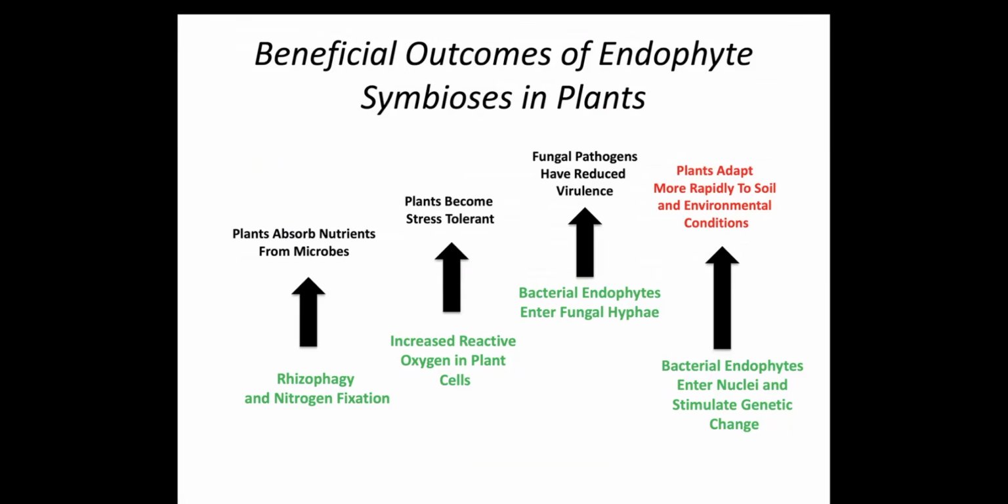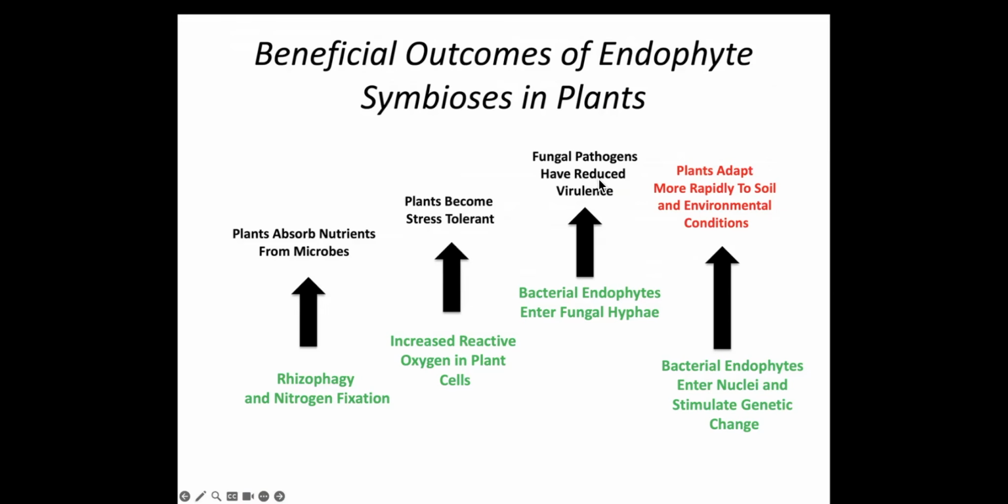So why do plants need endophytes, right? They need them for nutrients, for one thing. Why do they need rhizophagy? The same answer. They need it for nutrients. Also, because plants become stress tolerant. They upregulate their oxidative stress because they're interacting with microbes using reactive oxygen. So they upregulate those stress genes and they become resistant to stress.